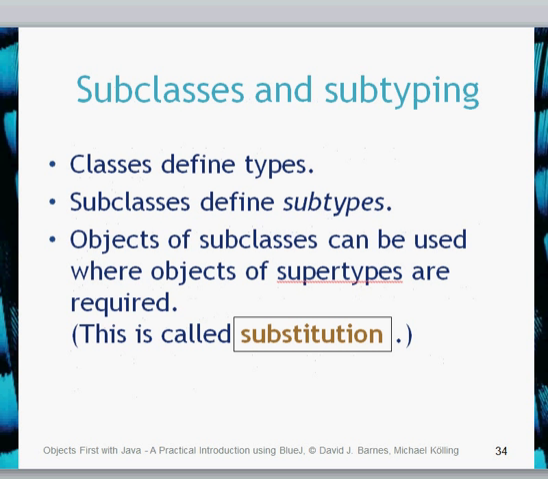Further revision here, classes define types. So we have our class, and then the class defines a specific type of object. Subclasses define subtypes, so a subclass of a class will define a specific subtype of that object. Objects of subclasses can be used where objects of supertypes are required. So this is what we've just said in the previous slide. This is called substitution. That's the name for that.